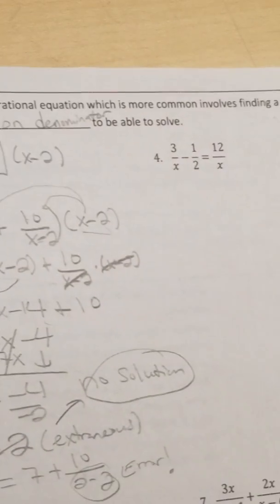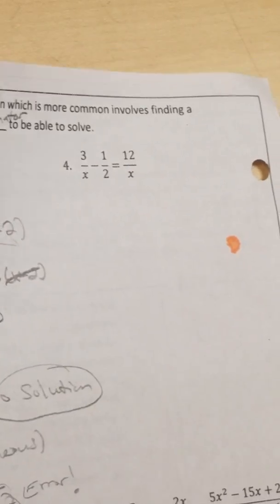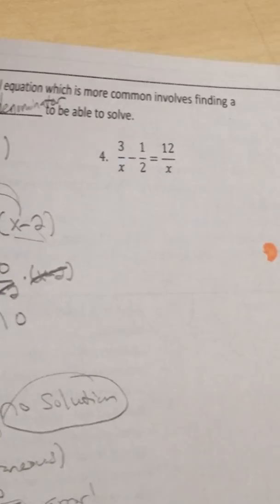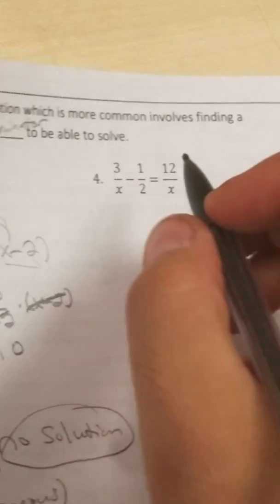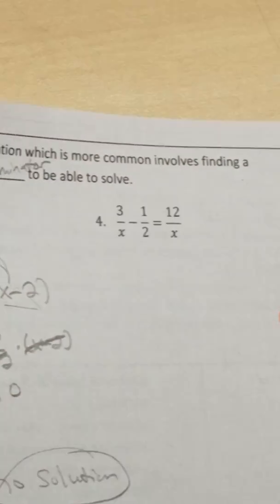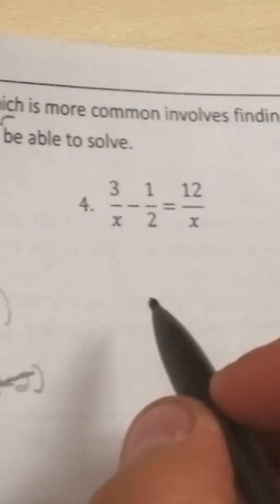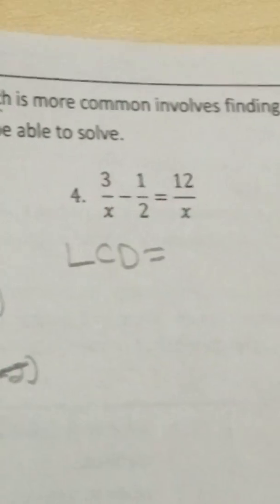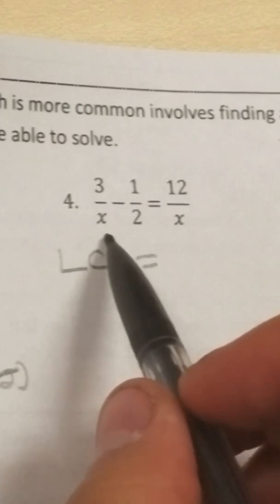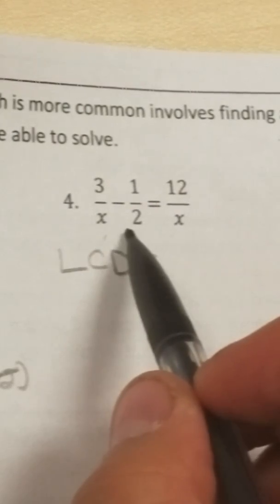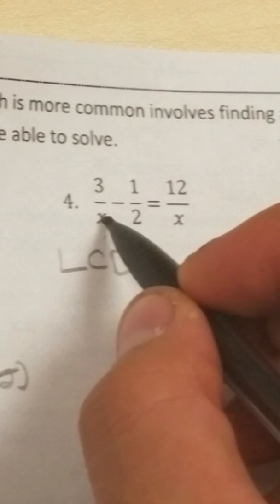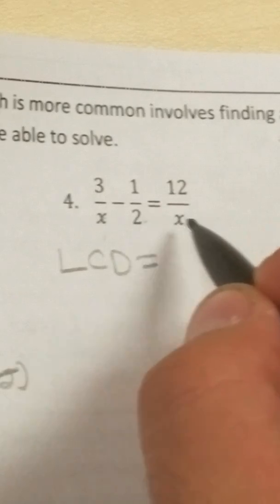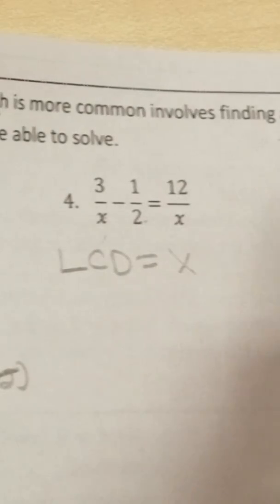All right, let's look at number 4. So for number 4, we need to do the same thing. We need to find the least common denominator. So we got an x here, right? And we got a 2. So we got 1x on here. We have no x's here. We have 1x there, so you're going to pick 1x.